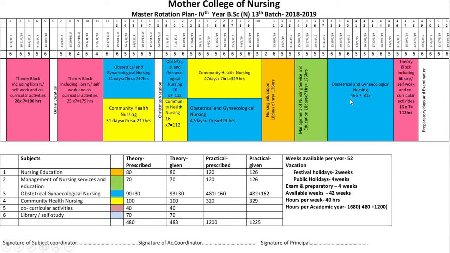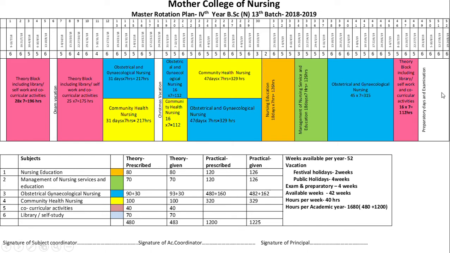and again OBG, because for the OBG posting we have to complete 640 hours. That is double the community posting. For community we have only 320 hours. So we have to complete 640 hours. So at the last, these 8 weeks, all the students will have the OBG posting together. Then they will have 4 weeks of preparatory holidays.